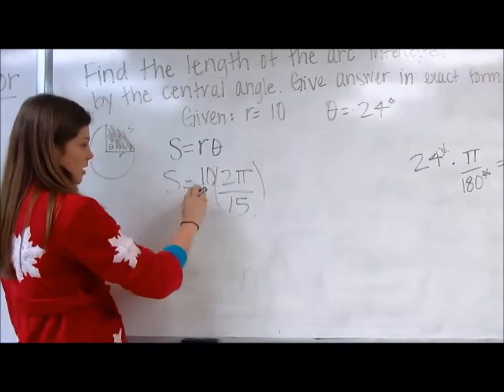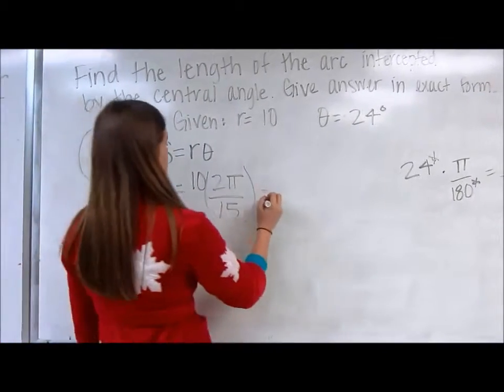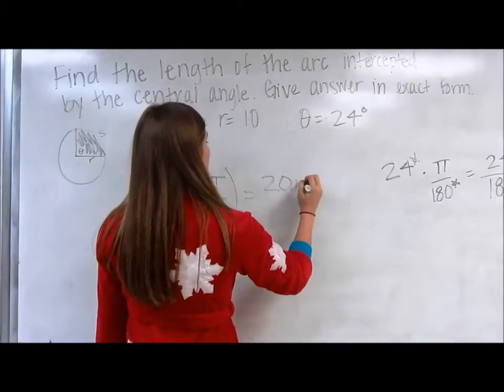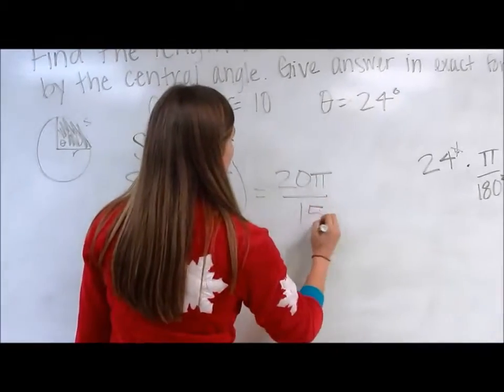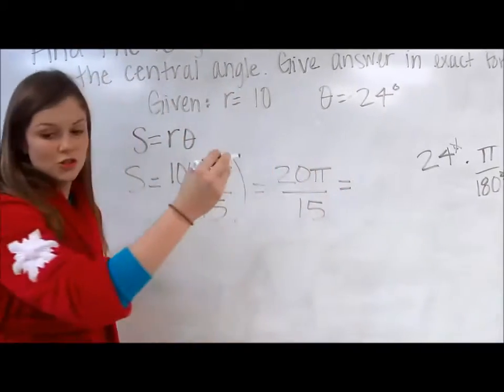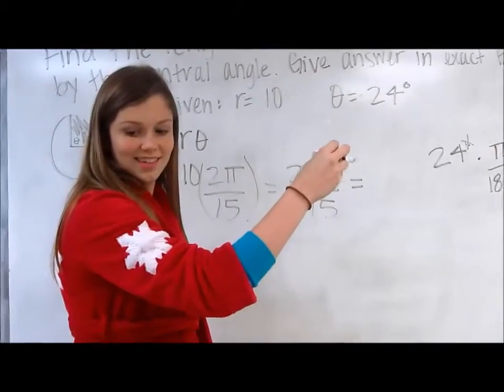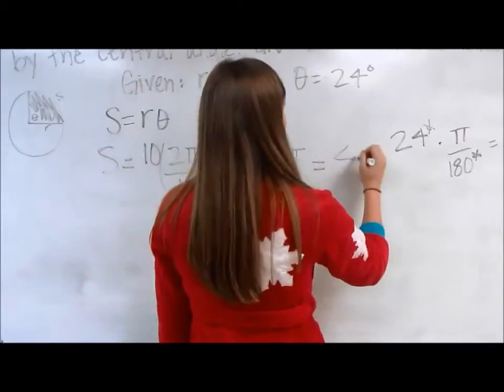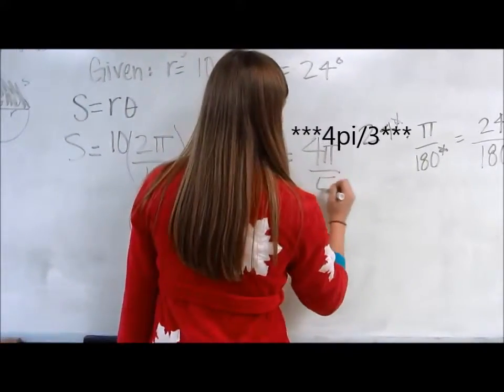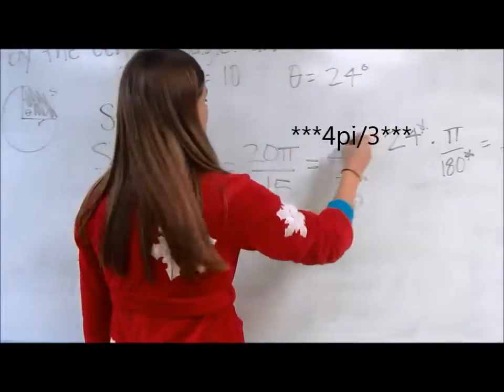Okay, so right here you do top times top, bottom times bottom again, and so you're going to get 20 pi over 15, which simplifies to 4 pi over 3. And that equals S, so this is our answer.